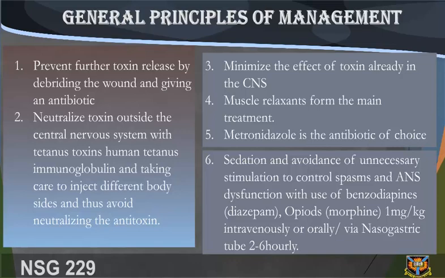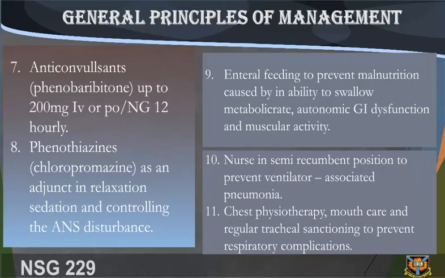Sedation and avoidance of unnecessary stimulation to control spasms and ANS dysfunction, with use of benzodiazepines, diazepam, and opioids, morphine, 1 mg per kg intravenously or orally or via nasogastric tube, 2 to 6 hourly. 7. Anticonvulsants, phenobarbital up to 200 mg IV or PO or NG, 12 hourly.